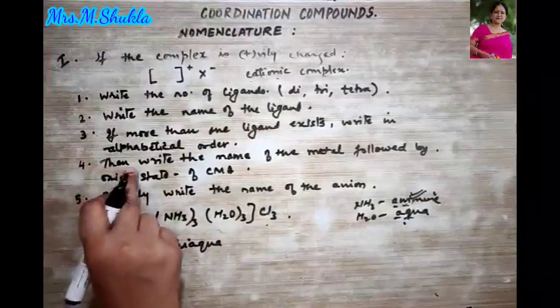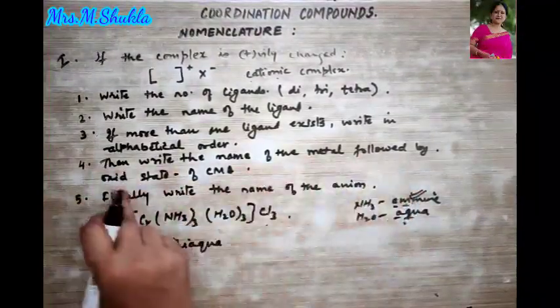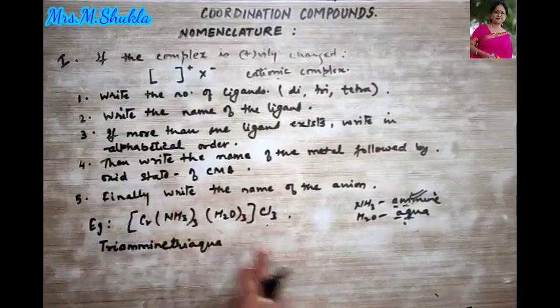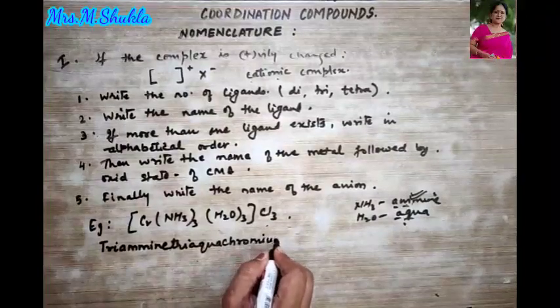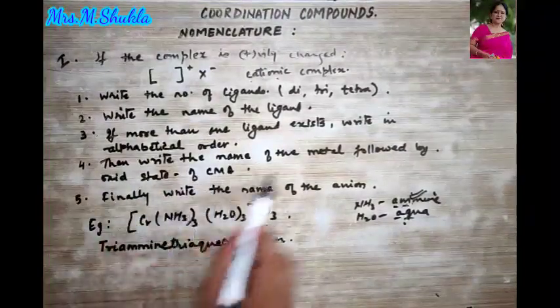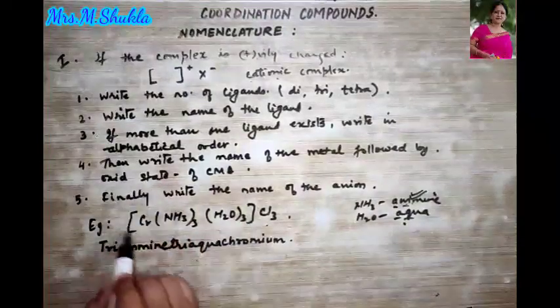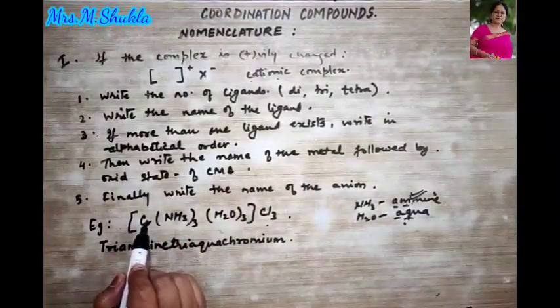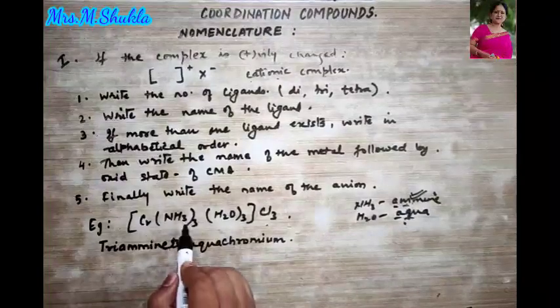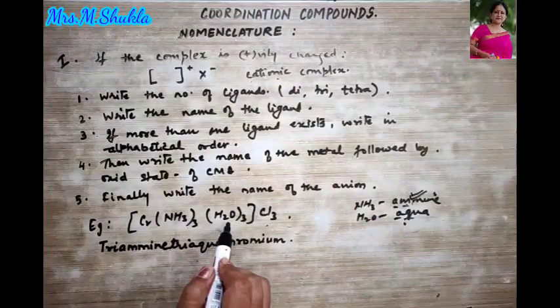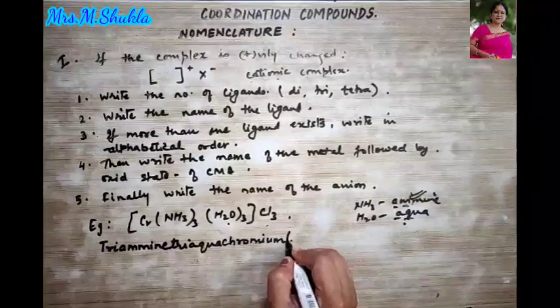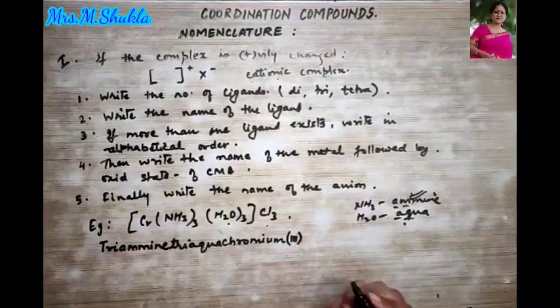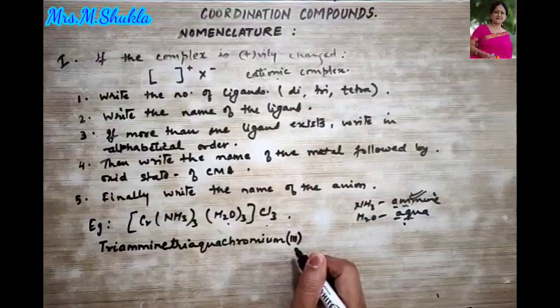Now we come to the 4th point. Then write the name of the metal followed by the oxidation number. Now what is the metal over here? Chromium is the metal. So I write down chromium. Now what is the oxidation state of chromium? How do we find out the oxidation state of chromium? X plus 0, 0, minus 1 into 3. So X will be equal to how much? 3. And this oxidation state has to be written in Roman form, okay, in the Roman number.